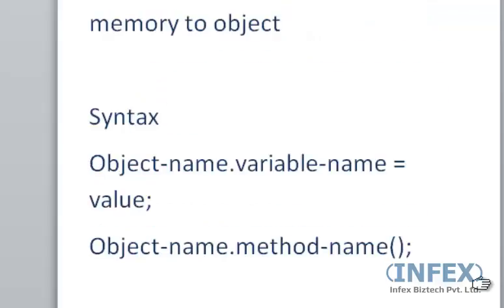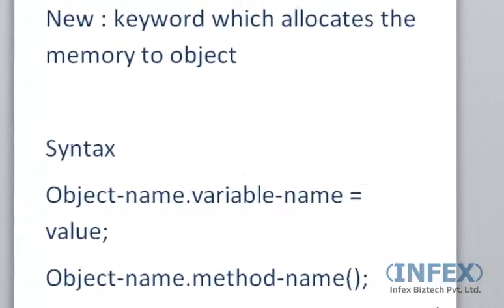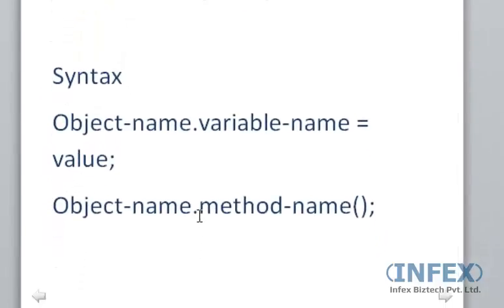Now, how to use the variables and methods of the class in an object. Here is the syntax for how to use the variables and methods of a class in an object. Object name is the name of the object, then the dot operator, which is used to link the object and the class. Variable name is the name of the instance variable in the class. Here is the syntax for how to call the class method using the object name.